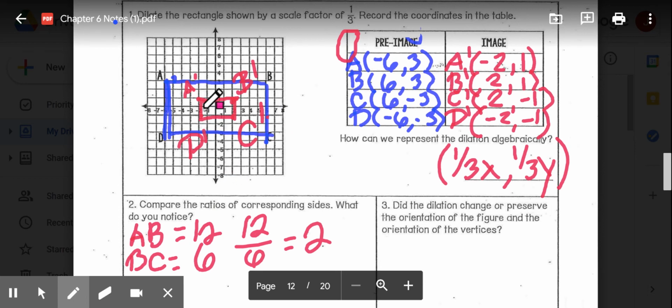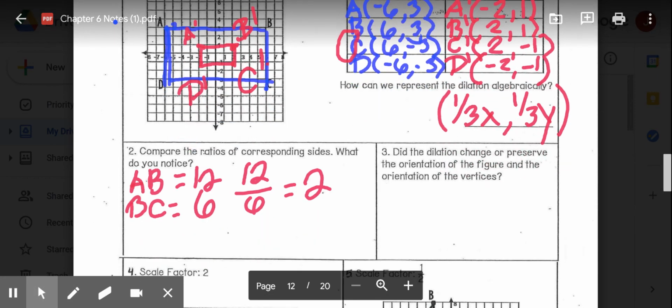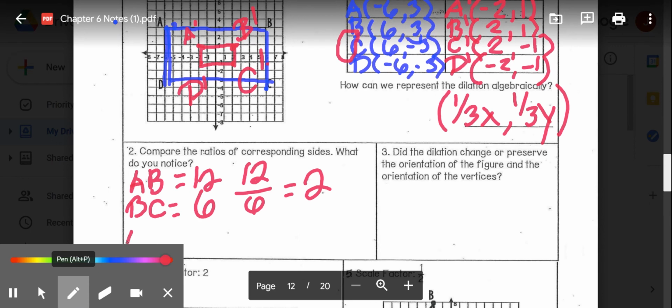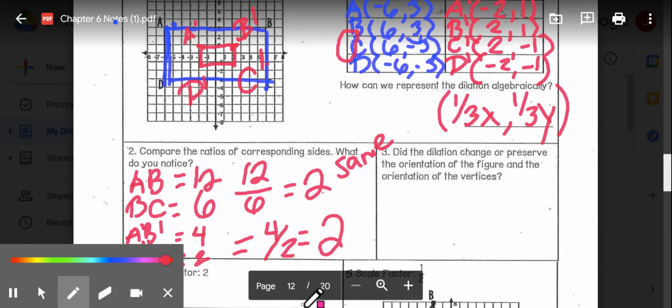If I look at the same thing in this new figure, side A prime, B prime is 1, 2, 3, 4 units. So A prime, B prime is 4 units, and side B prime, C prime is 2 units. So again, if I look at that ratio, 4 over 2, you can see the ratio stays the same. So you could note that those ratios stay constant.